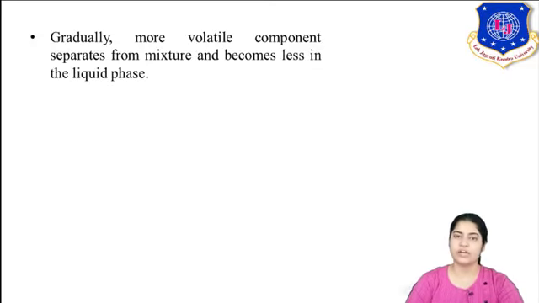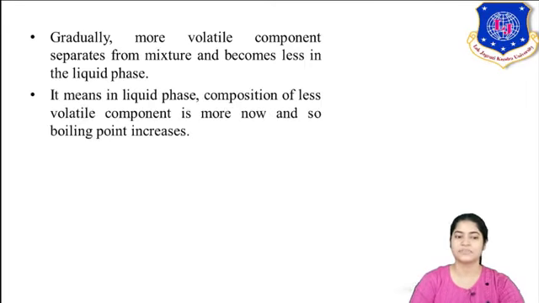As your process continues, the more volatile component will separate out from the mixture and become less in the liquid phase. As you are heating continuously, you are separating more and more of your more volatile component, taking it out in a condenser and collecting it as a liquid phase. But in the initial mixture, in your feed, the concentration of the more volatile component decreases. So it means now in the liquid phase, the composition of the less volatile component is more and the boiling point also increases.